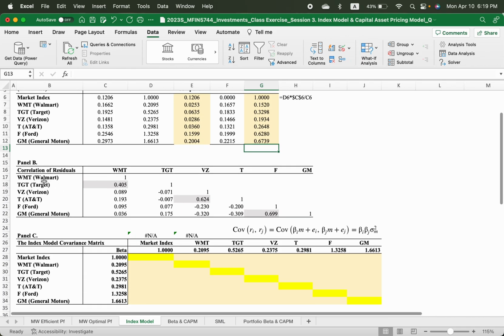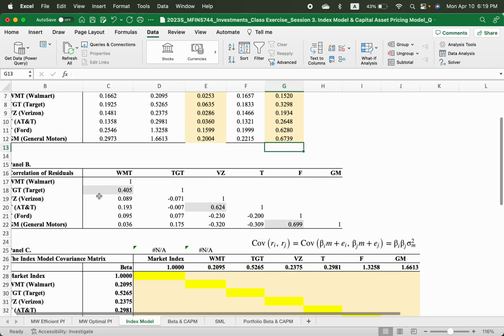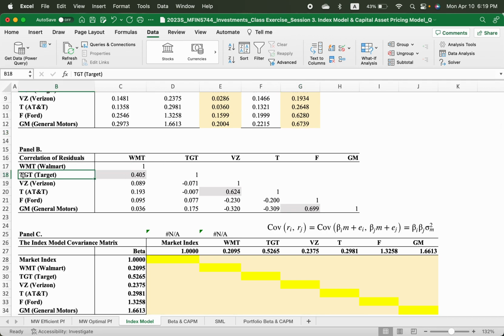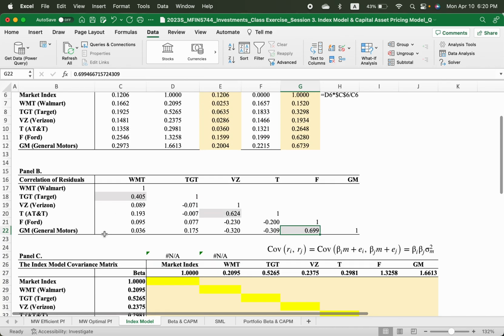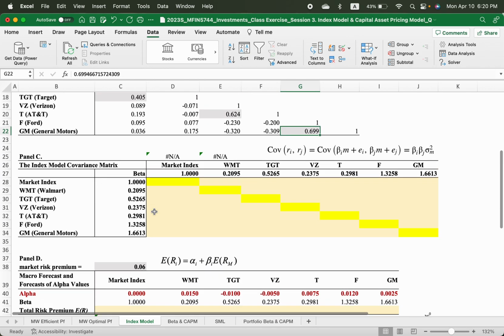Okay, so this part is just for understanding the covariances and correlations here. The correlation of residuals between Walmart and Target is fairly positive, almost close to 1, because they are in the same industry. Just for some information here. But here, the covariance matrix, as we practiced in the last session for the Markowitz full covariance and minimum variance model, we need to calculate our covariance matrix here.